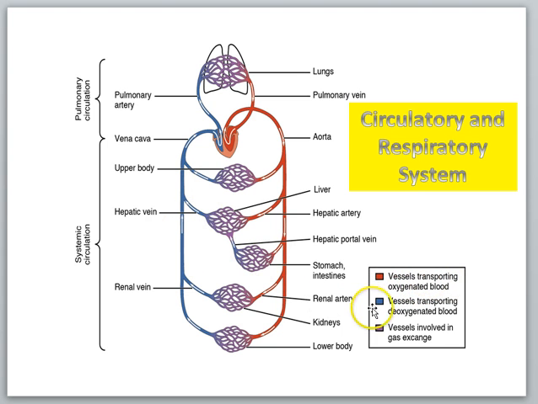The blue parts of the system would be blood vessels transporting deoxygenated blood, so low oxygen levels but high carbon dioxide levels. And then the purple would be where gas exchange is happening, and that's happening in all these places where you see purple blood vessels. The pump, the heart, is at the center of the diagram here. We have the lungs up here. And then this part of the diagram would be the body.